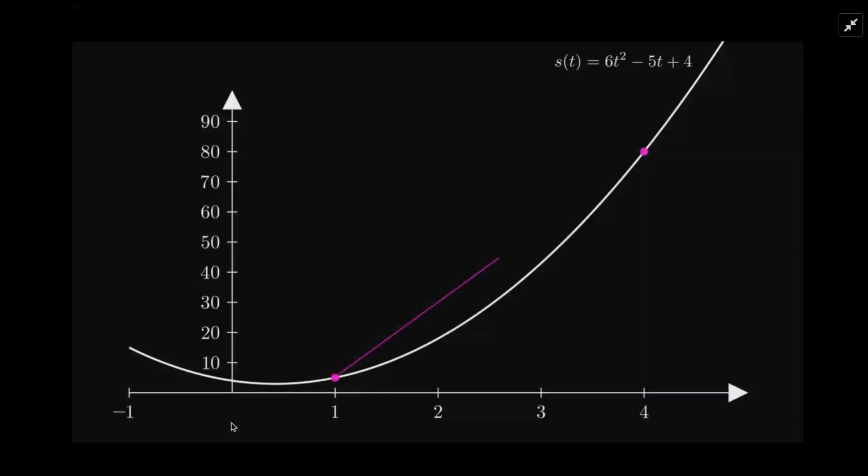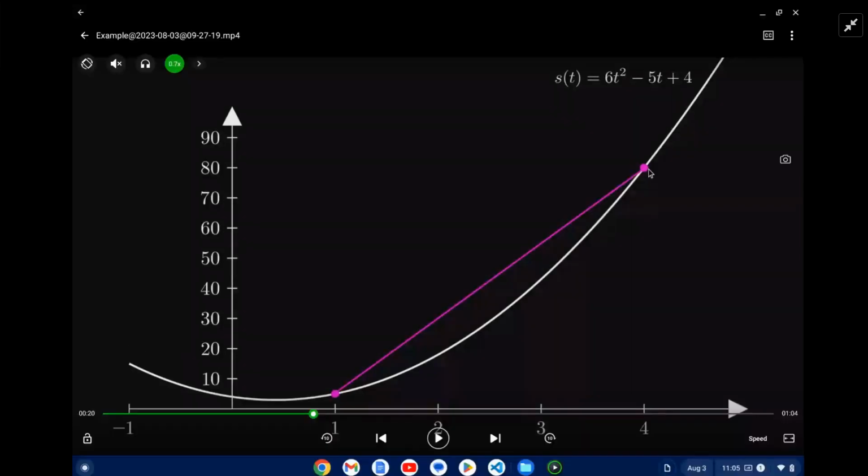And the way to calculate the average velocity is the change in distance divided by the change in time. Okay, if you think of it in terms of the xy axis, it's the change in y over change in x. And that should sound familiar because it's the slope of the line. So if we can just calculate the slope of this line, that's our average velocity. All right.